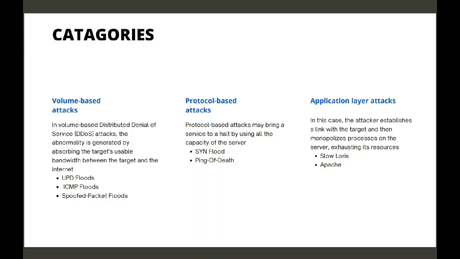Then we have the categories: volume based attacks. In volume based attacks, the abnormality is generated by absorbing the target's usable bandwidth between the target and the internet. Some examples are UDP flood, ICMP flood.